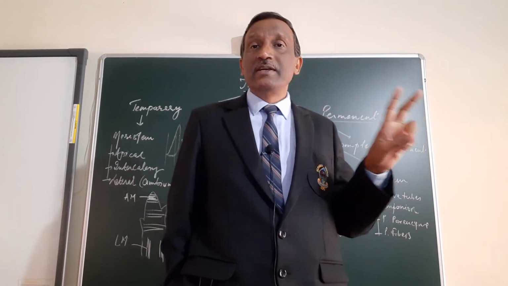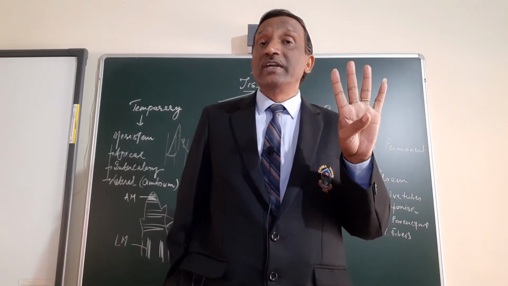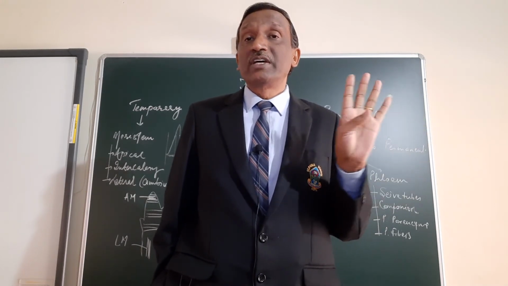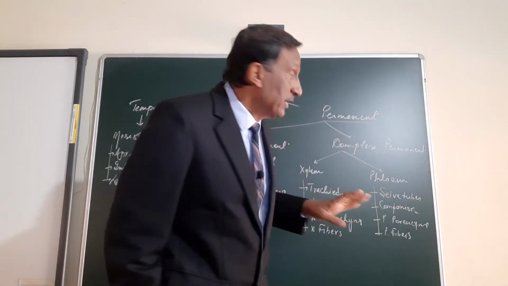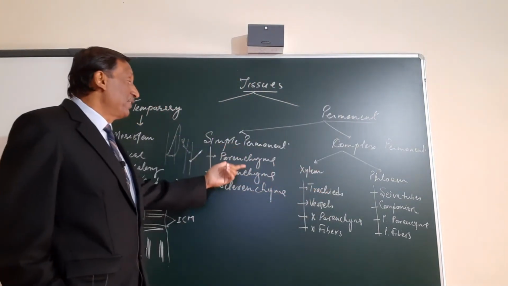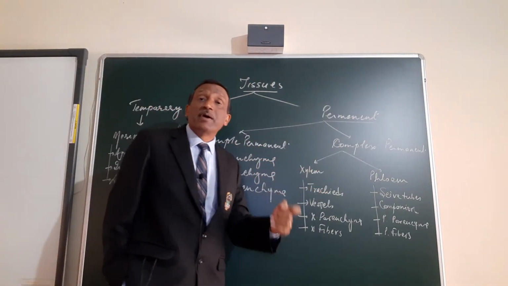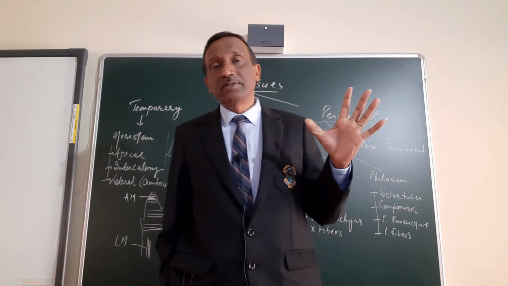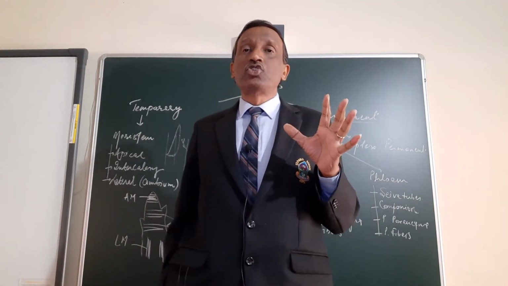Complex permanent tissues are those made up of more than one type of cell. The two tissues written there, xylem and phloem, both have four types of cells. Now, in simple permanent tissue, first we study the parenchyma. Parenchyma is the most abundant tissue in the plant.